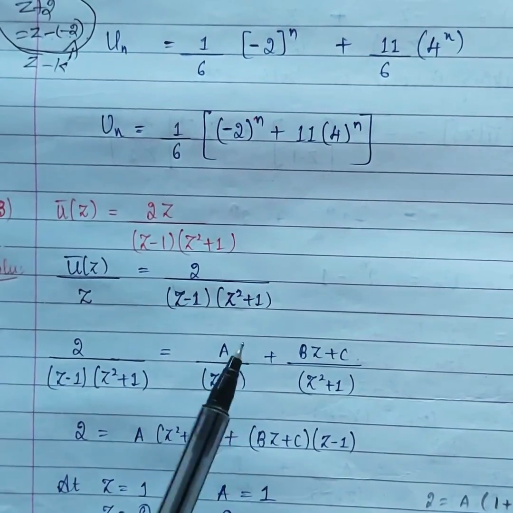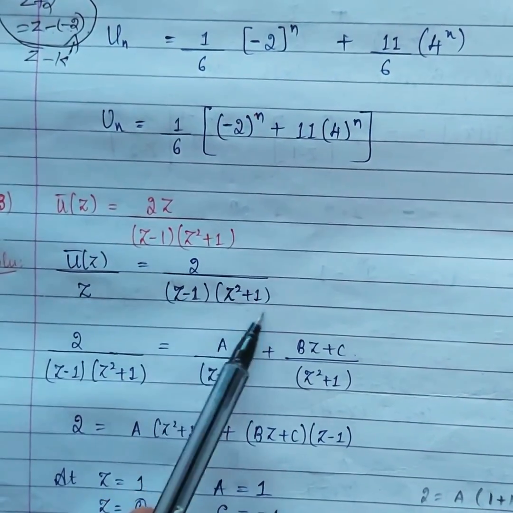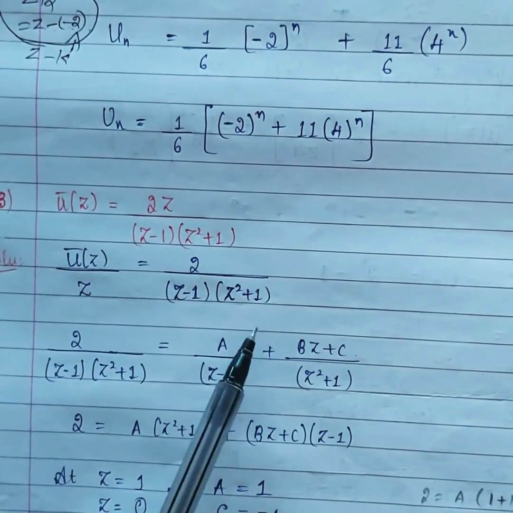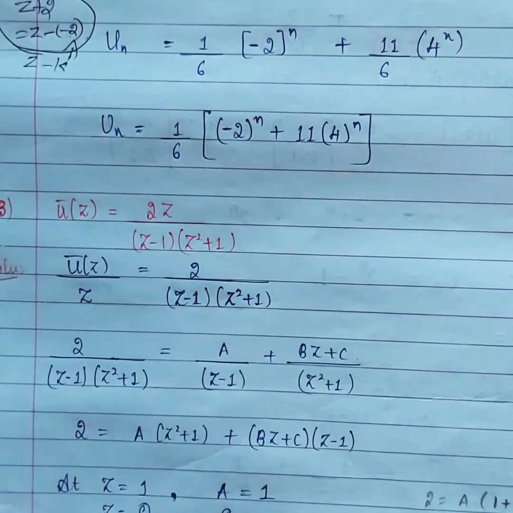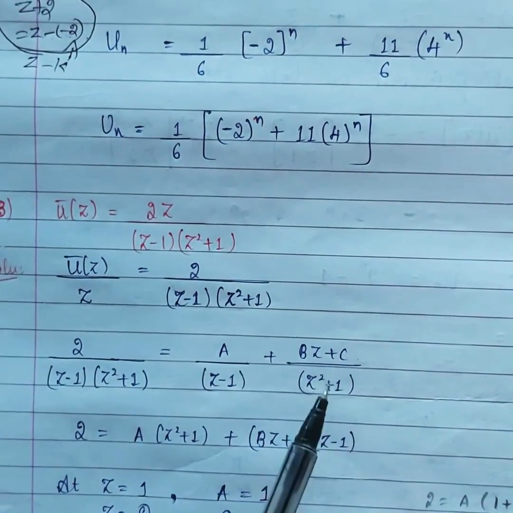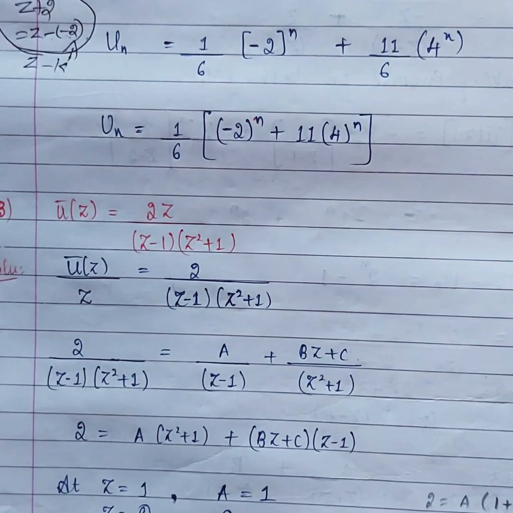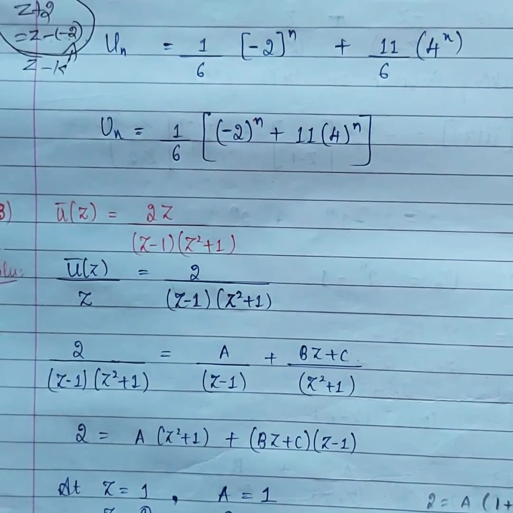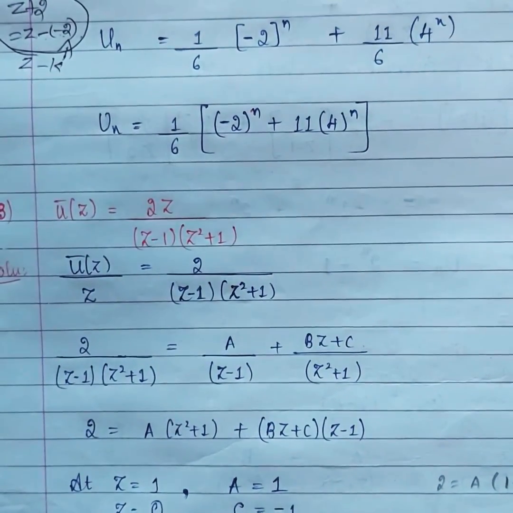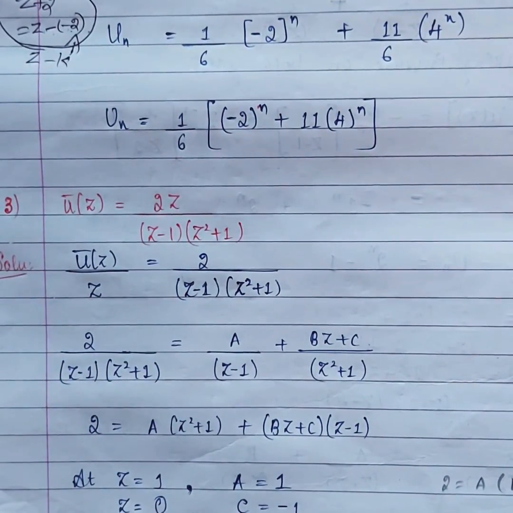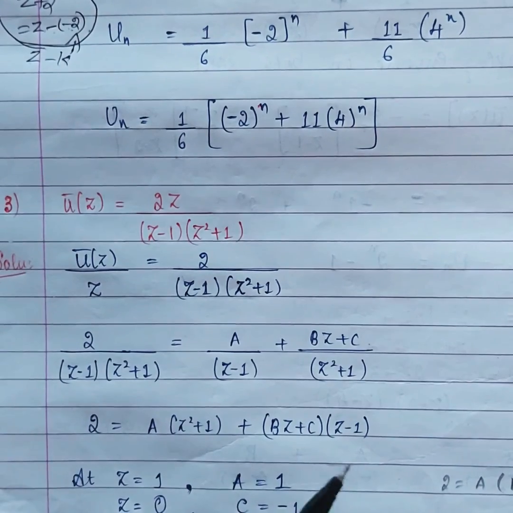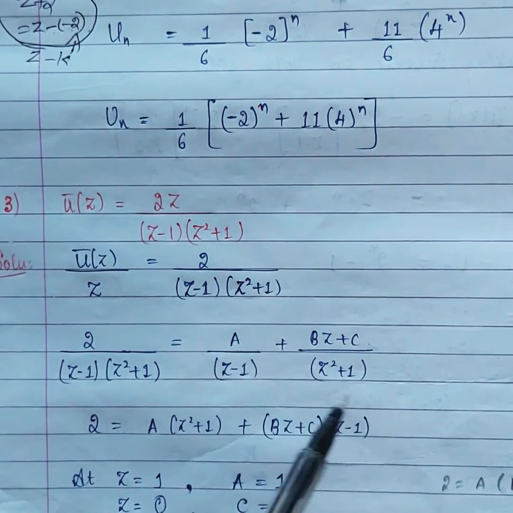Again, resolving it into partial fractions, see here, there is z square plus 1. So how will you split? A by z minus 1 plus bz plus c by z square plus 1. It should be in the formula format, that's our main thing. Because there are a few ways in partial fractions, but I want it in the formula format. And if you see this, directly you can guess the answer actually.